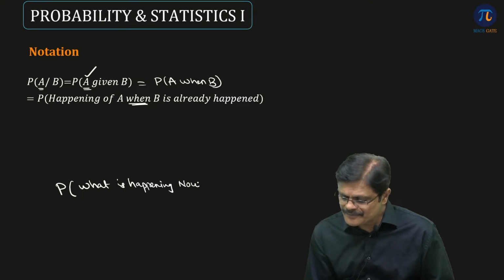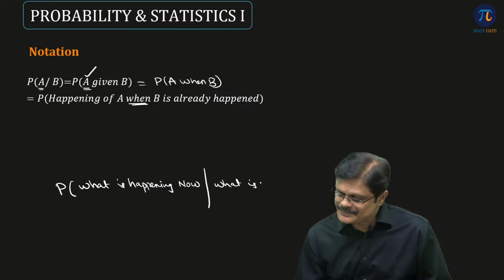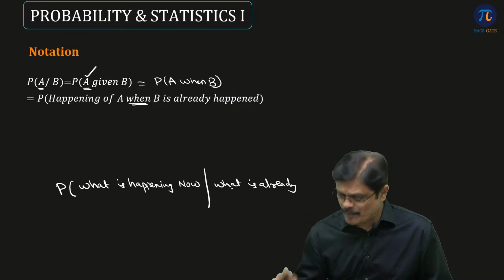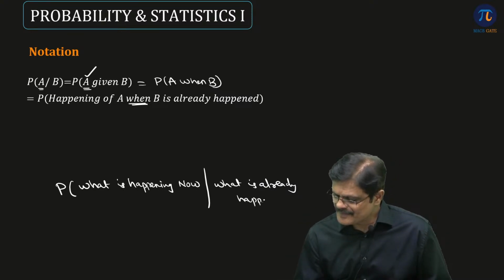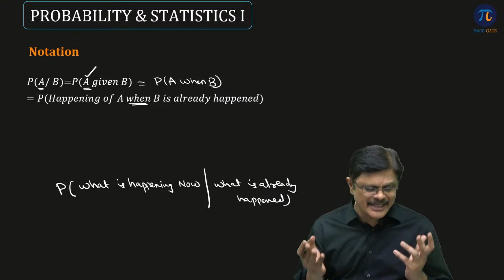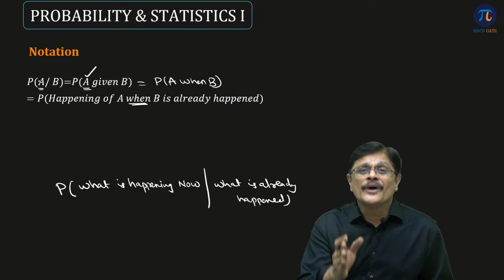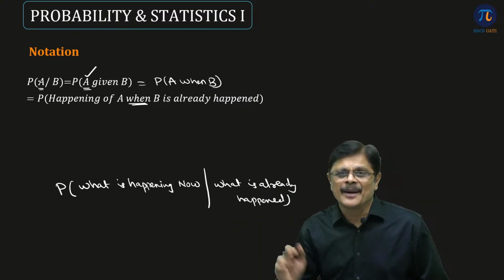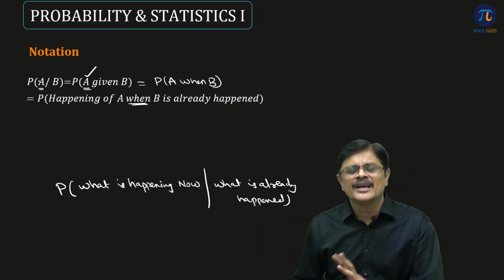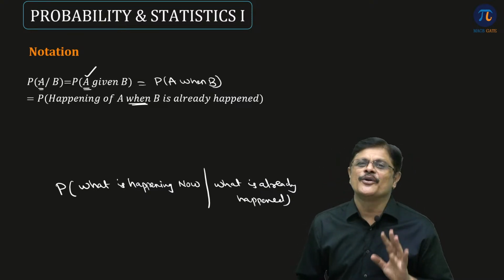now and what has already happened. Please try to understand this properly. So this is very important. So that is how we read conditional probability. Probability of A when B has already happened. In short, A when B, or probability of A given B. That is how we read it.